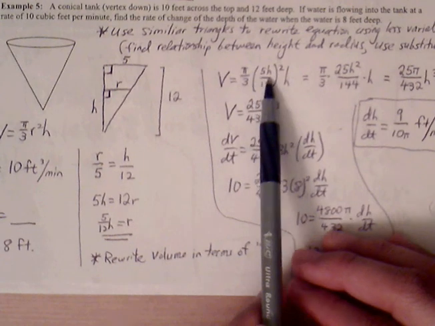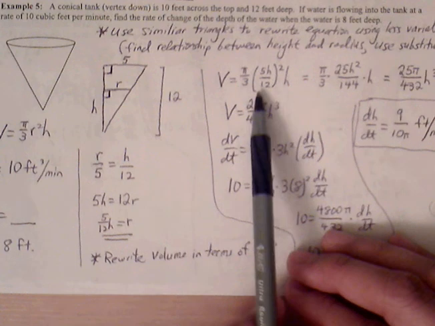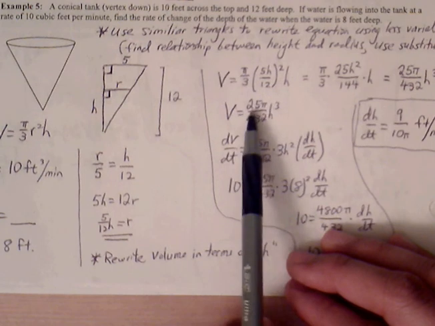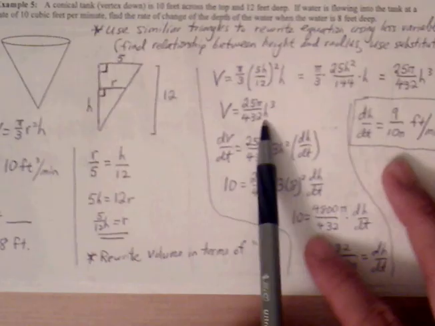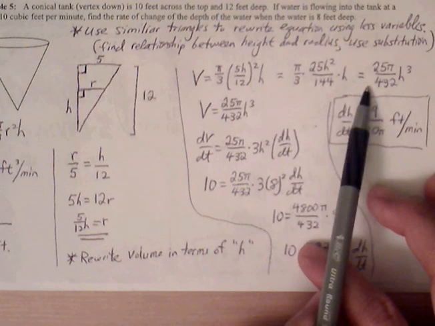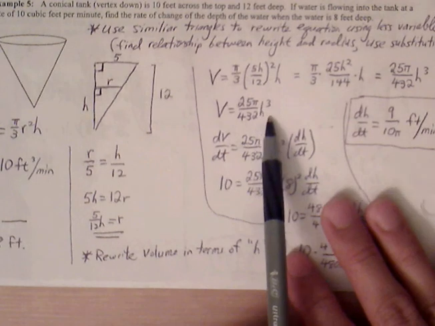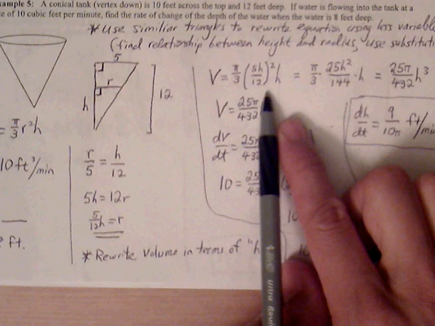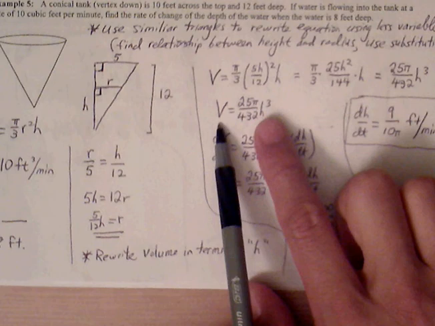Okay, clean this up here. Distribute the square to everything inside the parentheses. We get 25h squared over 144. Multiply that by pi over 3. We'll hold on to the pi. So we get 25 pi over 432 h cubed. h squared times h gives us h cubed. We multiply 144 by 3 to get 432. So now we have our volume equation. Everything's cleaned up. Radius has been eliminated, and in place of it, we've written it in terms of height. Now we're ready to find the derivative.